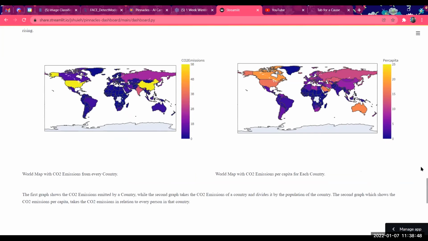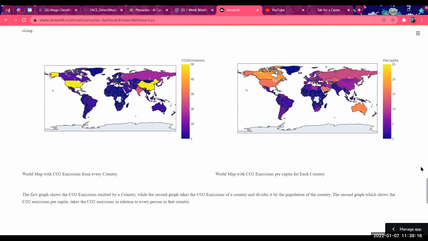So for the first graph, it's a world map of CO2 emissions from every country. And this just shows the leading contributors, and we can see US and China are up there, but they're only up there because of their population. And so our second graph shows the CO2 emissions per capita, and that basically takes into account the population of a country. So here you can see that US and China are reduced.